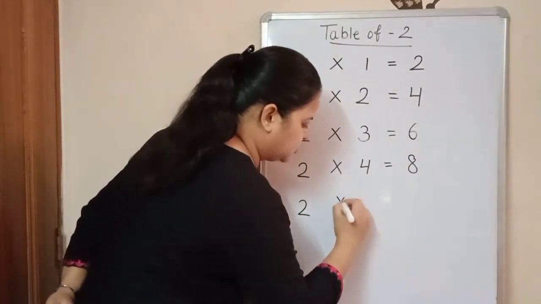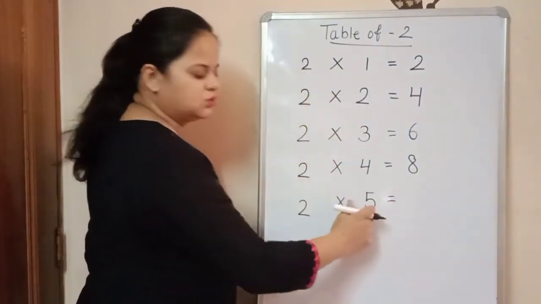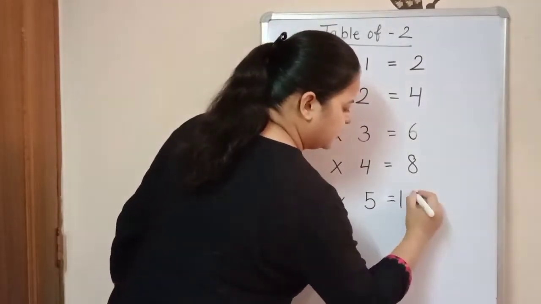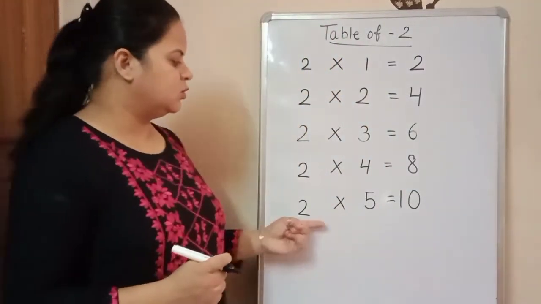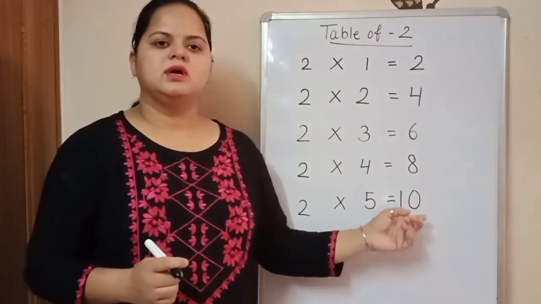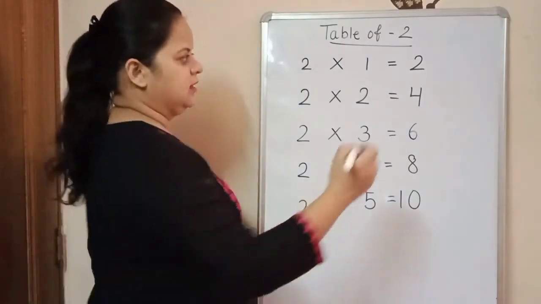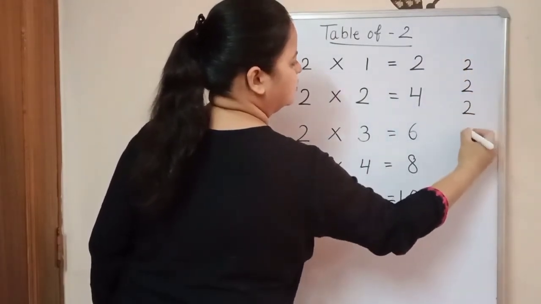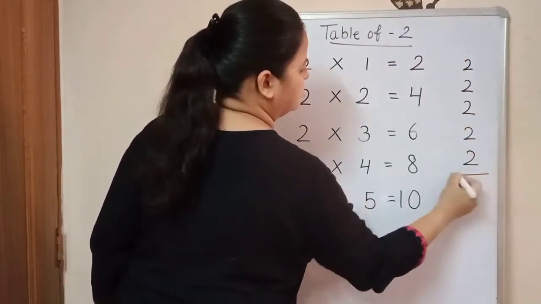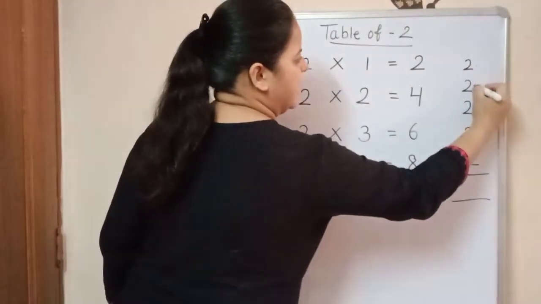2 into 5 is equal to 10. 2 into 5 is equal to 10 means 5 times 2. Like this. 2, 2, 2, 2 and 2. 5 times 2.